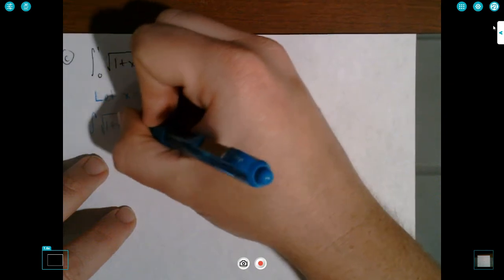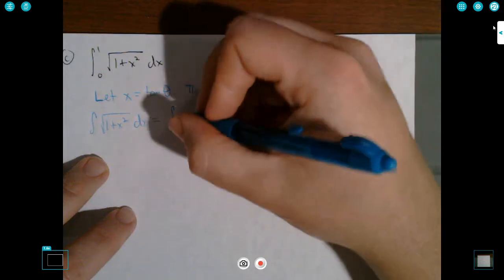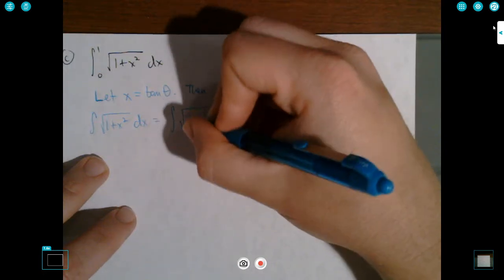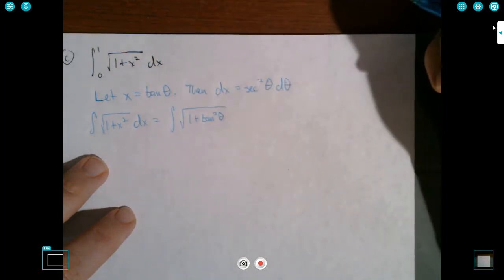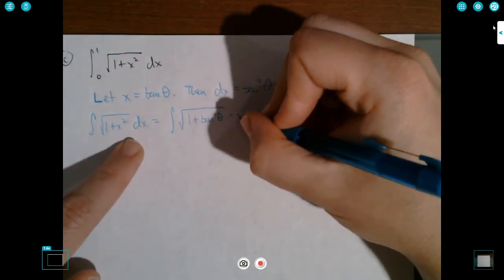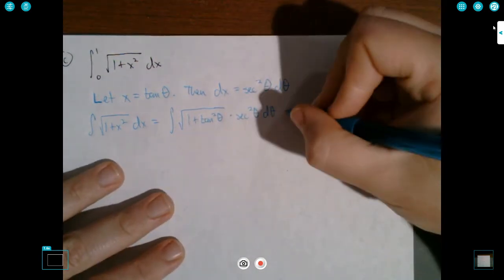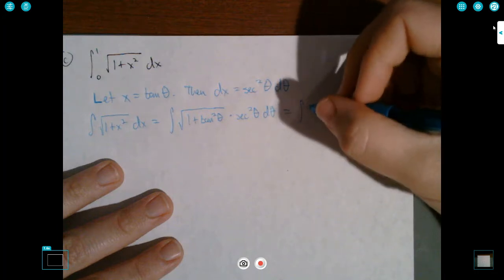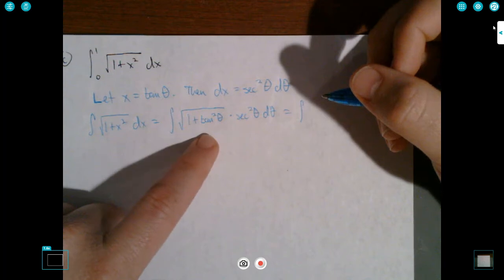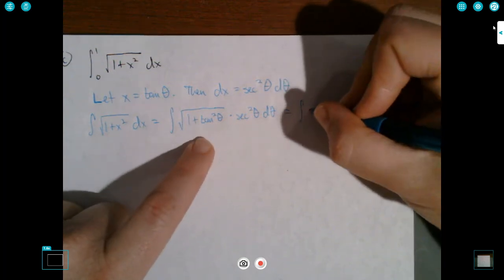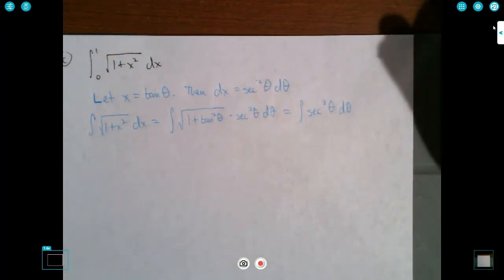The integral of square root of 1 plus x squared dx, if I let x be tangent theta, is going to be square root of 1 plus tangent squared theta, and instead of dx, I'm going to have times secant squared theta d theta. That's going to be the integral of, 1 plus tangent squared is secant squared. Square root of secant squared is secant. And secant times secant squared is secant cubed. So this is just secant cubed theta d theta.